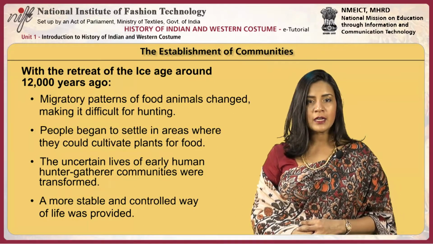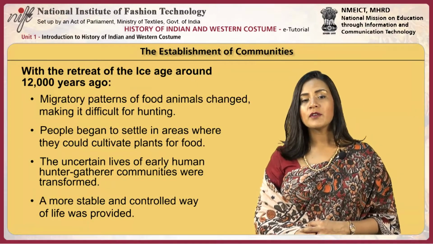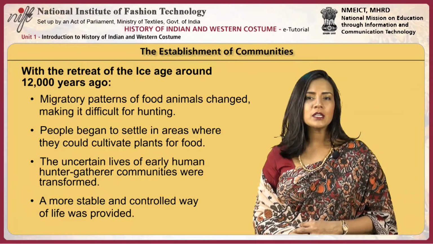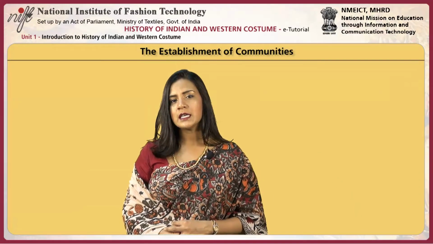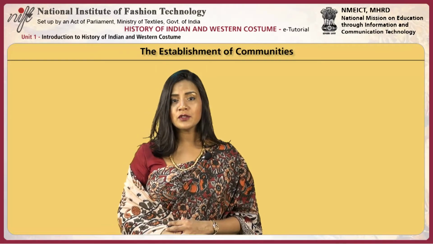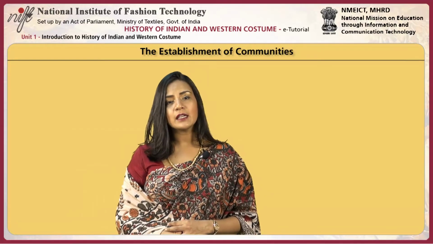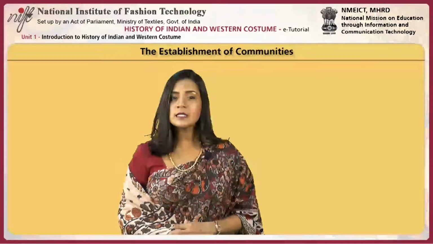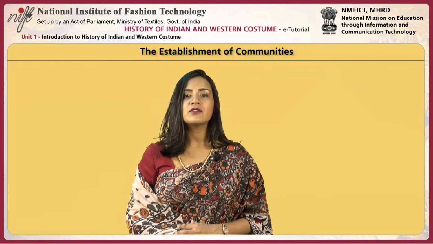The domestication of animals and development of agriculture transformed the uncertain lives of early hunter-gatherer communities, providing a more stable and controlled way of life. These early agrarian societies developed along the banks of major rivers such as the Tigris and Euphrates in Western Asia, the Indus in Central Asia, and the Nile in North Africa around 10,000 years ago. The advances in technology, architecture, and social integration were rapid and dramatic.